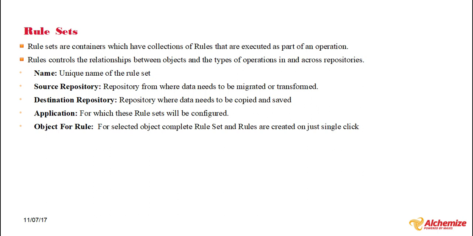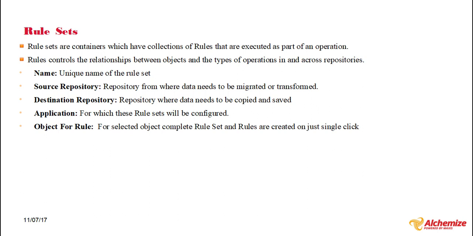A source repository is from where you are selecting the data to merge or to transform that particular data. Destination repository is where you are putting the data after the transformation or after we do the copy and saving of this particular data. Application is for which we are creating the rule set, so now we can send the rule set to this particular application.